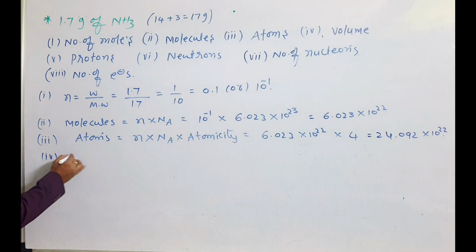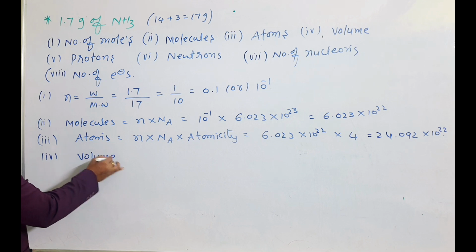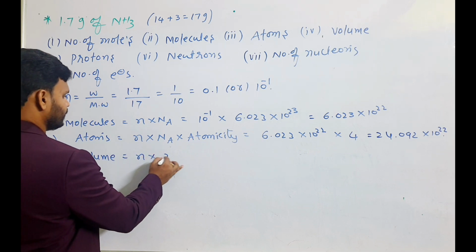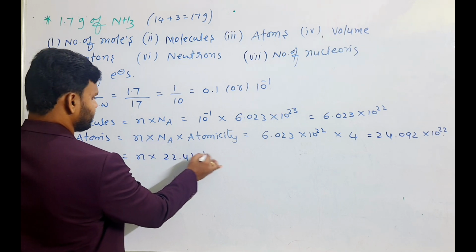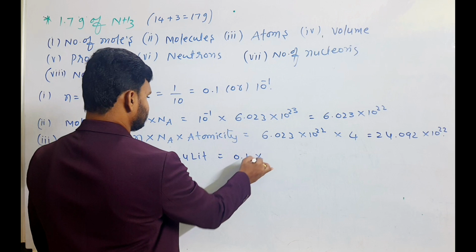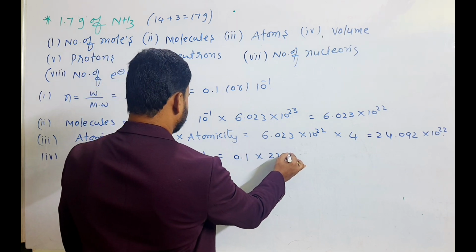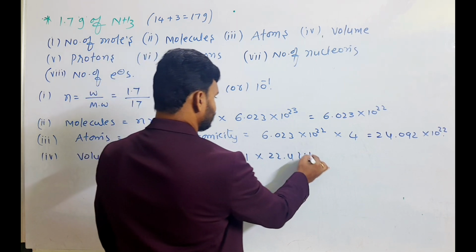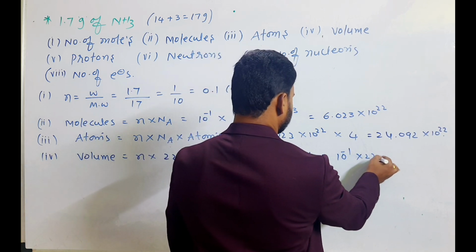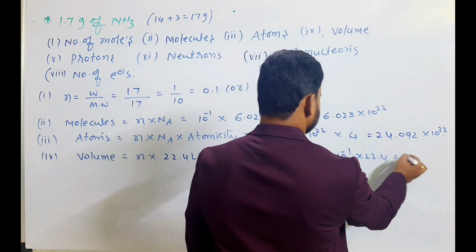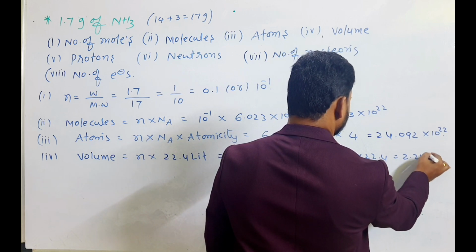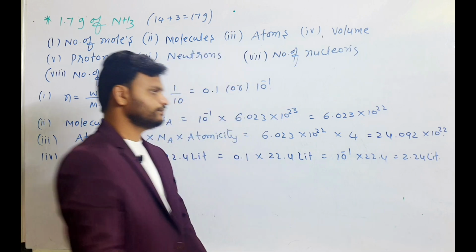Next, volume. What is the volume formula? n into 22.4 liter. What is n? 0.1 into 22.4 liter. You may write like this: 10 power minus 1 into 22.4, which means 2.24 liter. This is the volume.